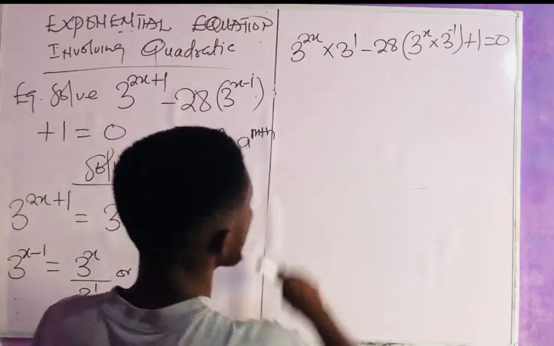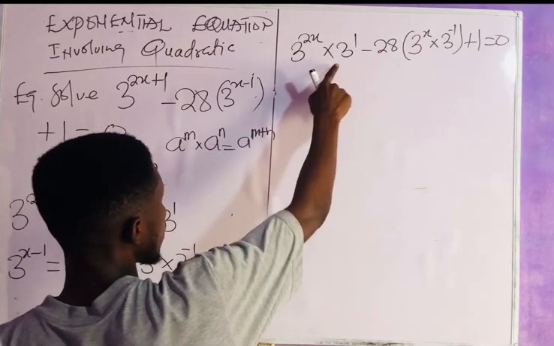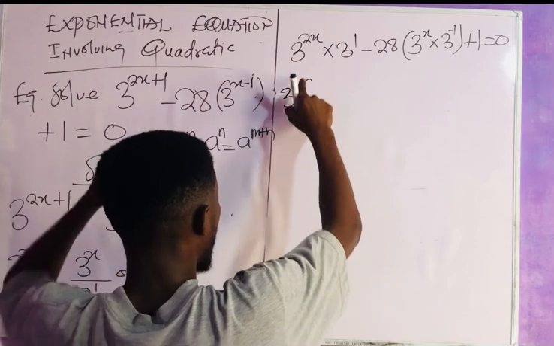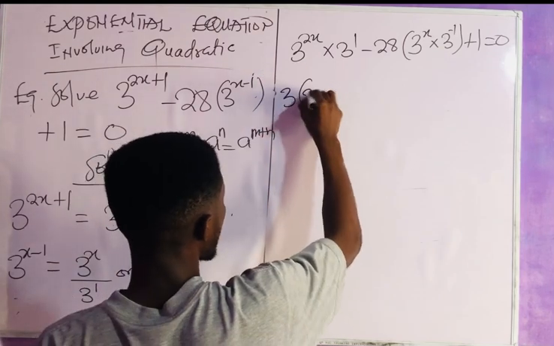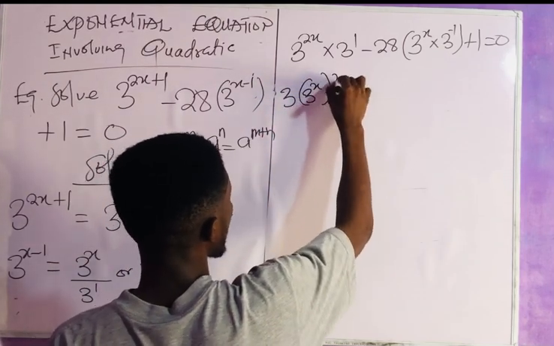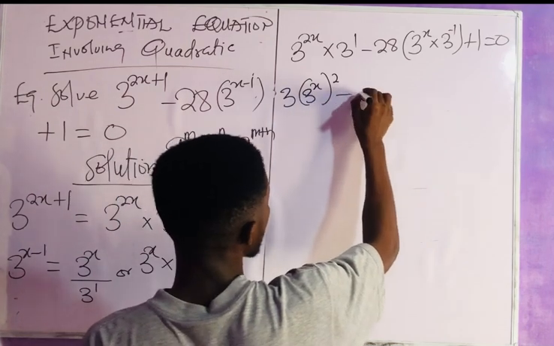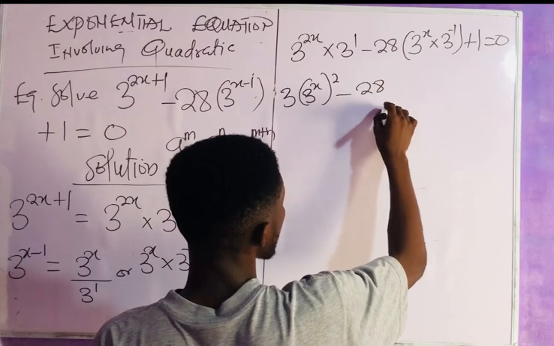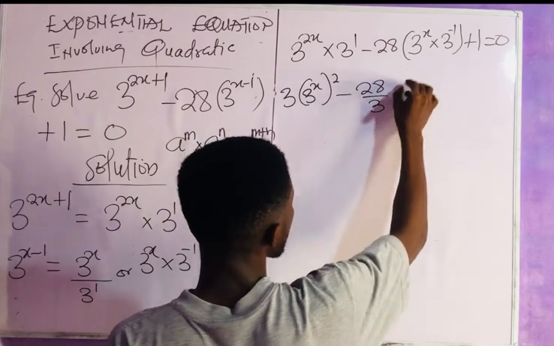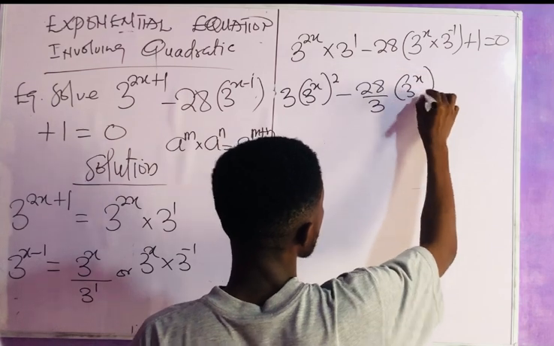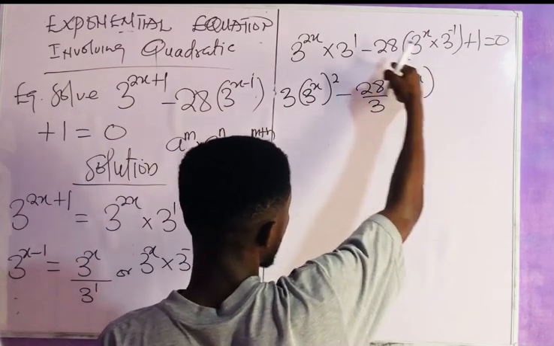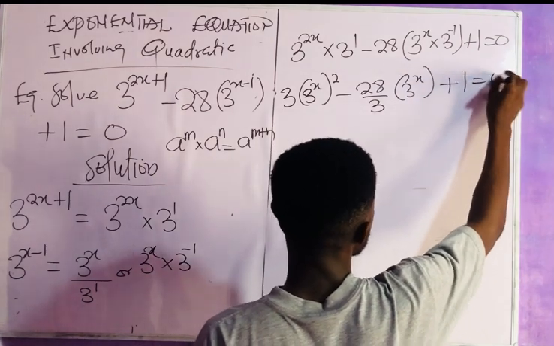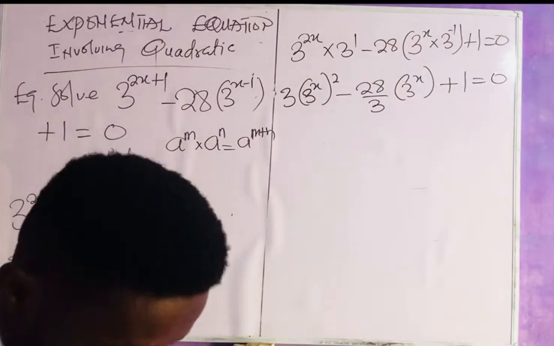So now we have this. 3 to the power 1 is 3, which means that 3, and here we can write this one as 3 to the power x, all to the power 2, minus 28 divided by 3 to the power x. Because here will be 3 over 1, 1 times that will be 28 divided by 3, plus 1 equals 0. Is that okay?